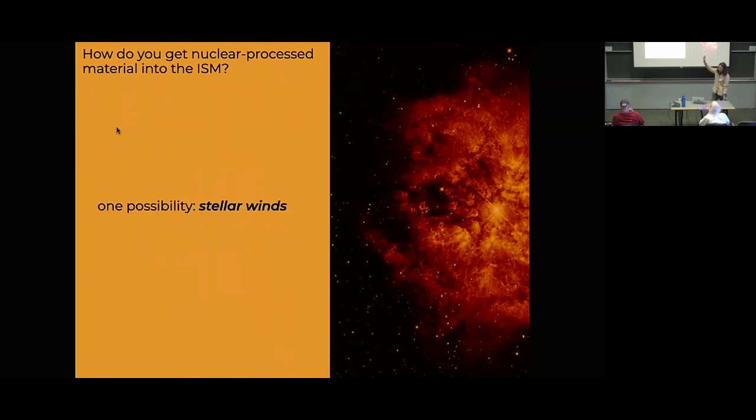A question is, how do you get this nuclear processed material into the ISM to form new stars? One possibility is stellar winds. Of course, most stars in our galaxy that are massive enough, above 10 solar masses, are blowing themselves apart via radiatively driven winds. This is a classic example of a Wolf-Rayet nebula around one of these that I love to show.